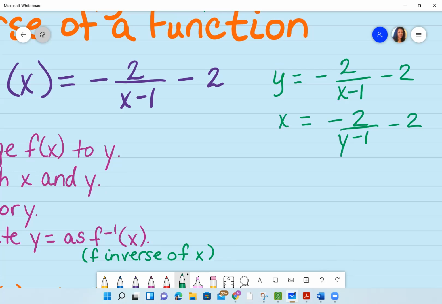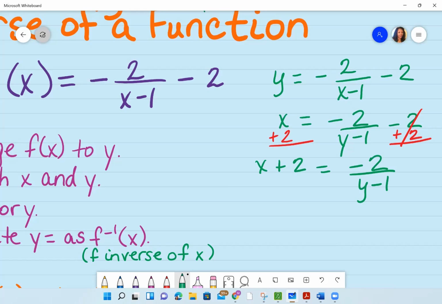Now what I want to do is start trying to solve for y per my directions. And when I'm doing that, I want to get rid of my constant first. So I have to take the inverse, which is adding 2. That is going to allow that to go to 0, and that's what I'm trying to do right now so that I can get y by itself. I end up on this side with x plus 2 is equal to -2 over y minus 1.